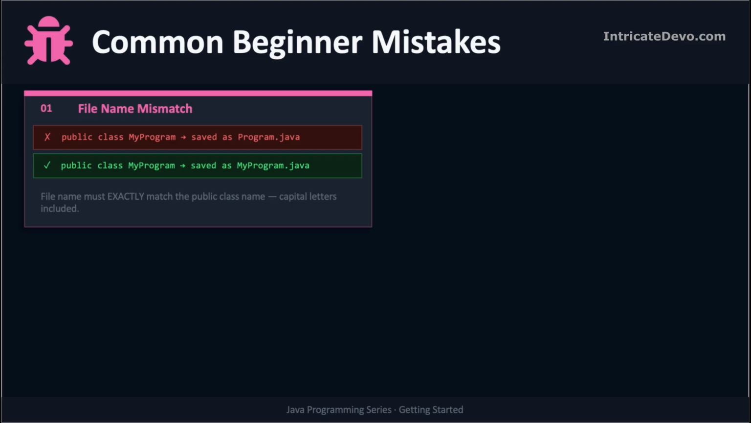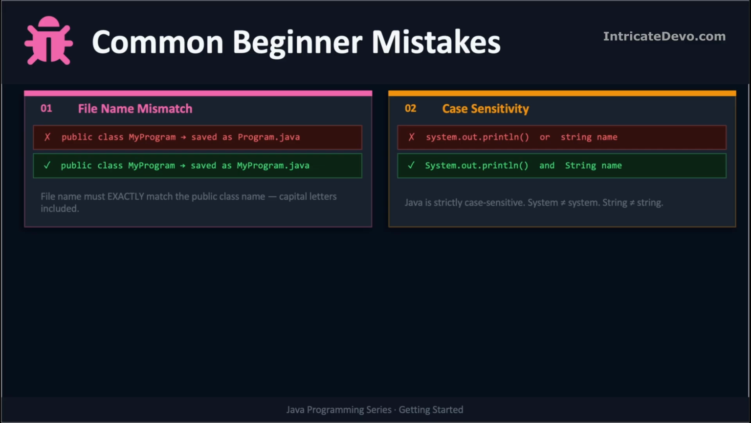Mistake number 2, case sensitivity. Java is strictly case sensitive. System with a capital S is not the same as system in lowercase. String with a capital S is not the same as string. Always check your capitalization carefully.